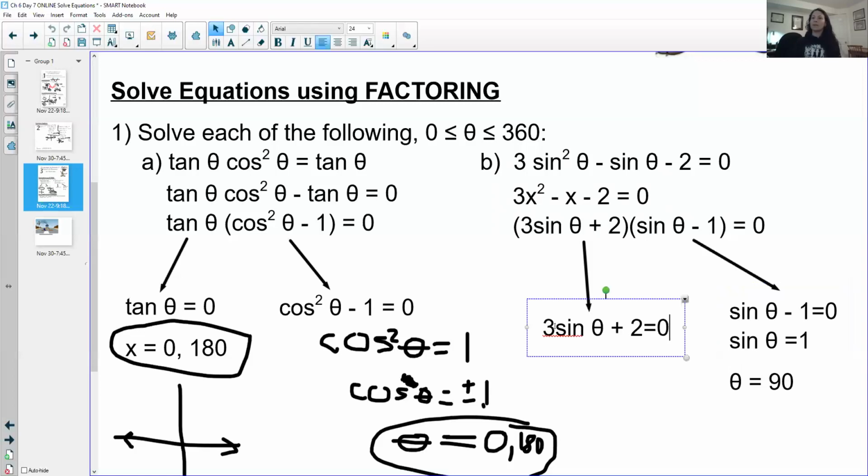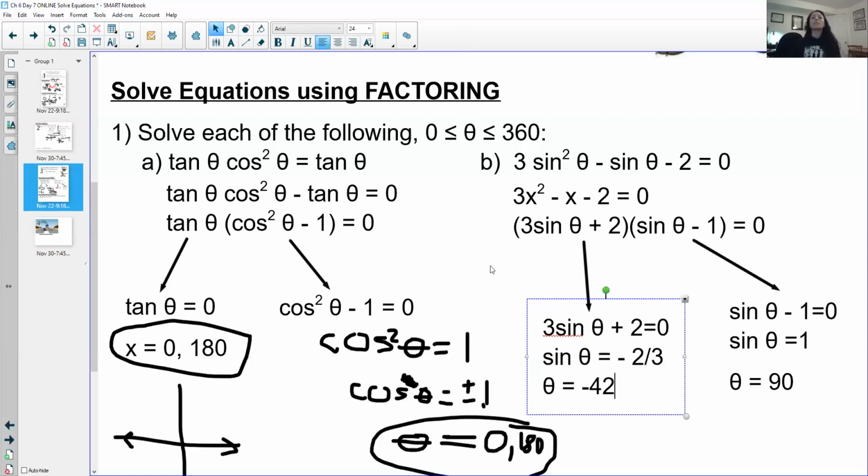Now let's come over to this one. 3 sine theta plus 2 equals 0. I'm going to bring the 2 onto the other side. It'll become negative, and then I need to divide both sides by 3. I'm just going to do this kind of in one line. You can take the inverse sine of negative 2 over 3, plug it into your calculator. You should get theta equals around negative 42 degrees.